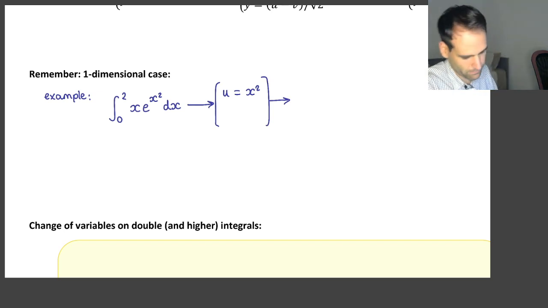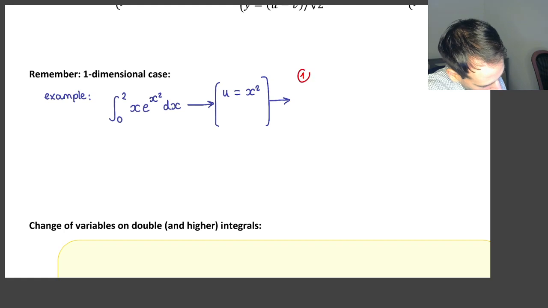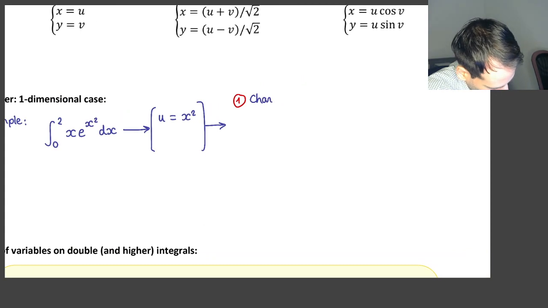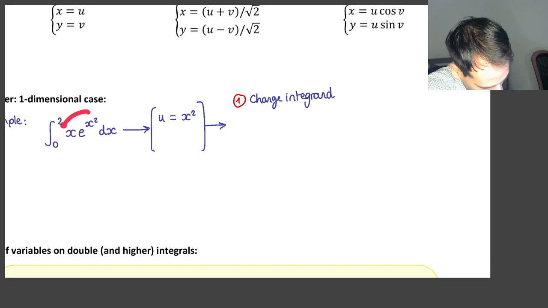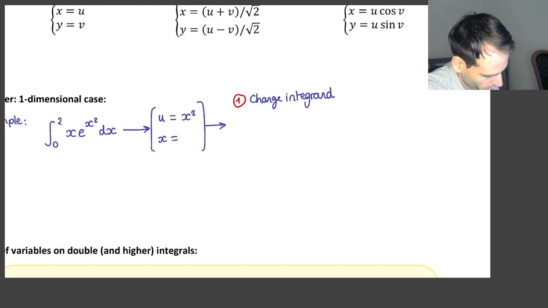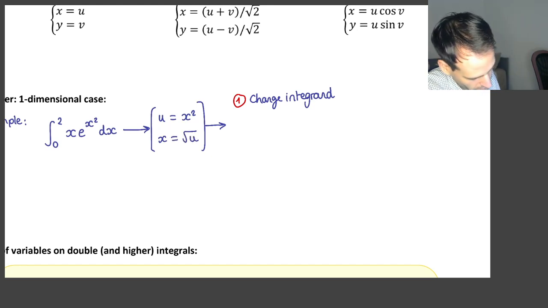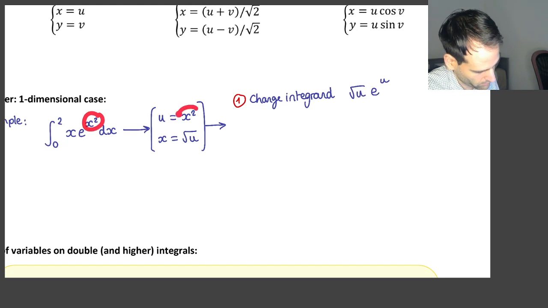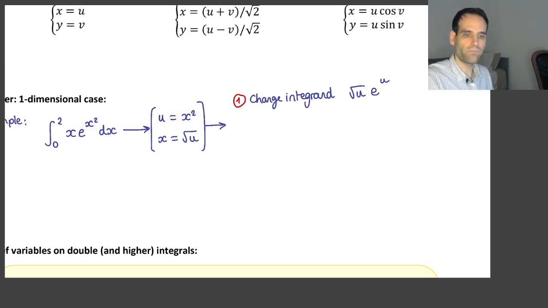So how do you change the variables to u equals x squared? You do three things. One, you change the integrand. So what do I mean by change the integrand? I mean that you rewrite this using u. So this will be x. We need to find x as a function of u. So we can actually solve for x here, and we get that x equals the square root of u. And therefore the integrand becomes square root of u times the exponential of u, because x squared is substituted by u. Okay, so that's the first thing you do.